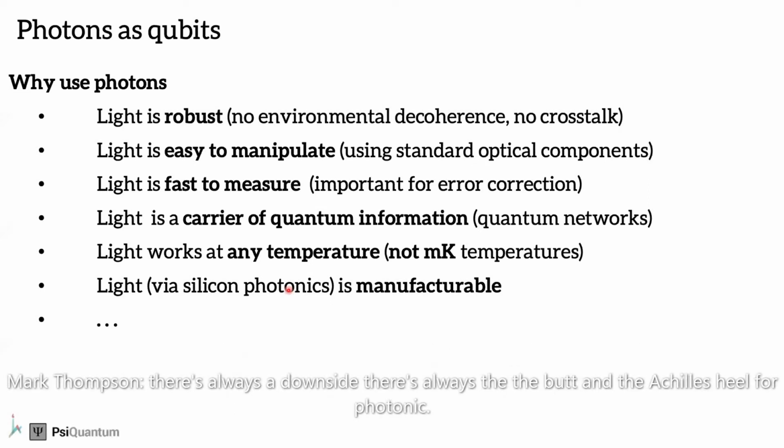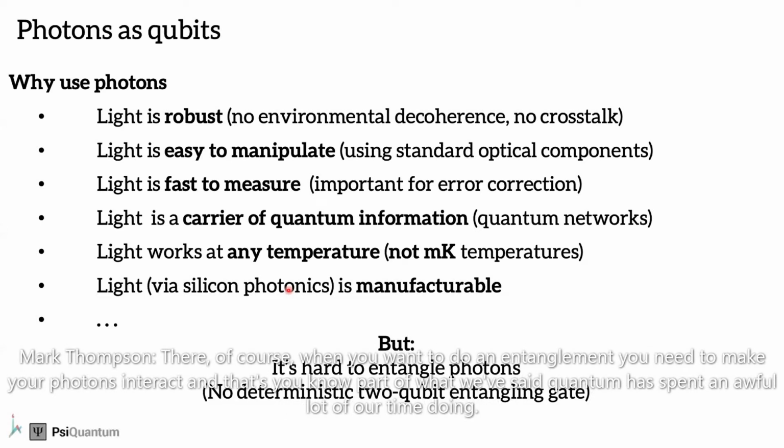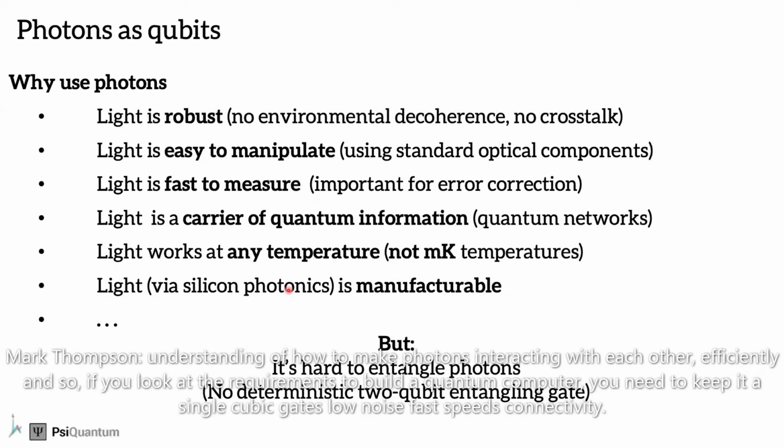There's always a downside. There's always the but, and the Achilles heel for photons as qubits is that it's hard to entangle photons. It's hard to make photons interact with each other. This is one reason why they're such good isolated qubits, because they don't interact. But of course, when you want to do an entanglement, you need to make your photons interact. And that's part of what we at PsiQuantum have spent an awful lot of our time doing, understanding how to make photons interact with each other efficiently.